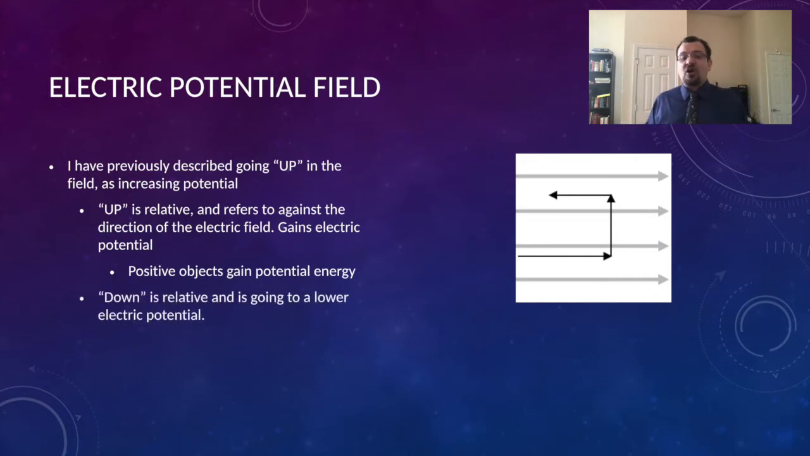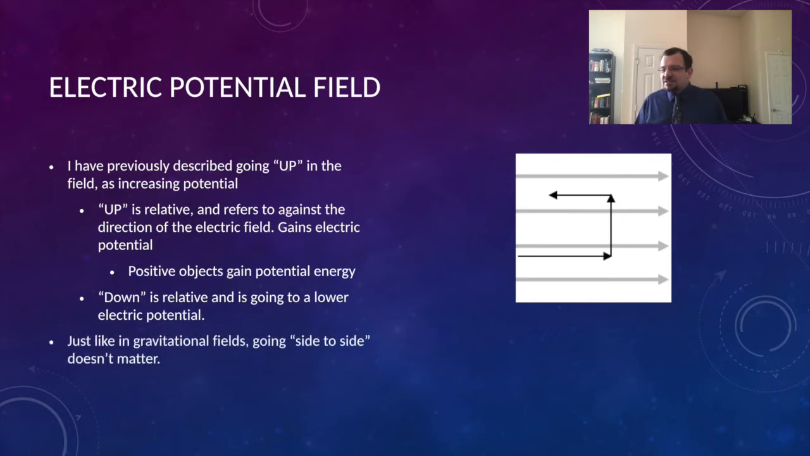Down is, of course, also relative, because that's moving in the same direction as the electric field, and you're now losing electric potential. So if you're a positive object, you're going to be losing electric potential energy. If you're a negative object, you're going to be gaining it.